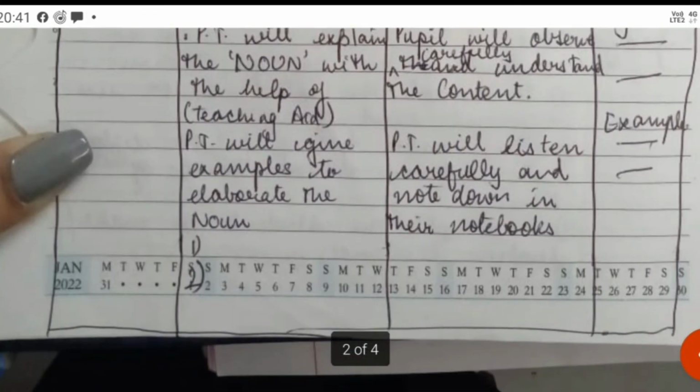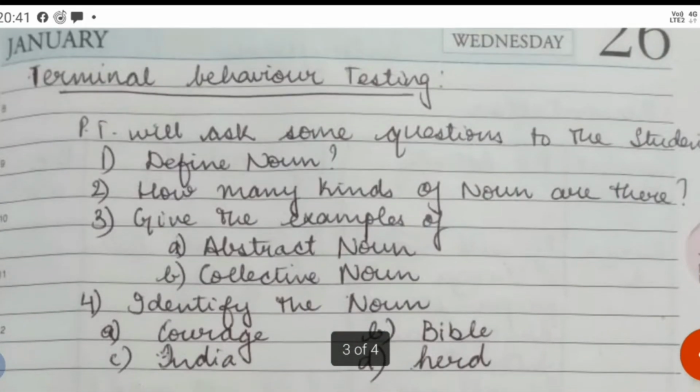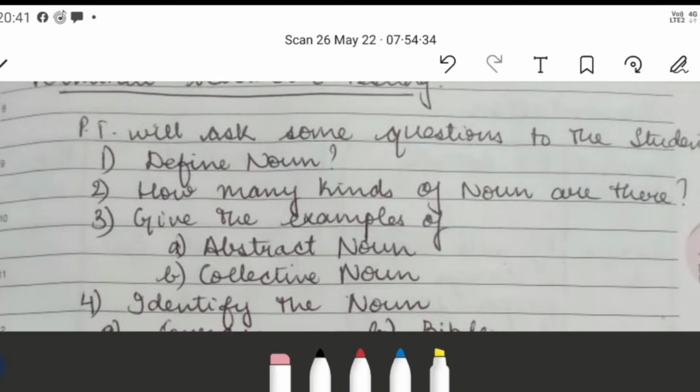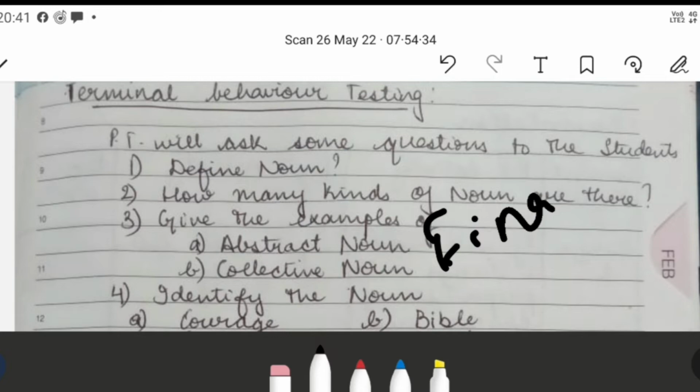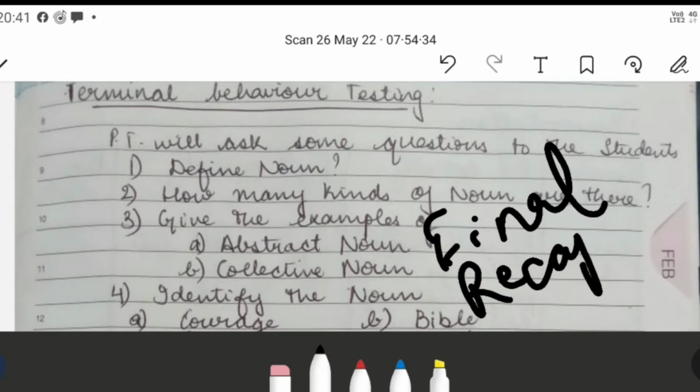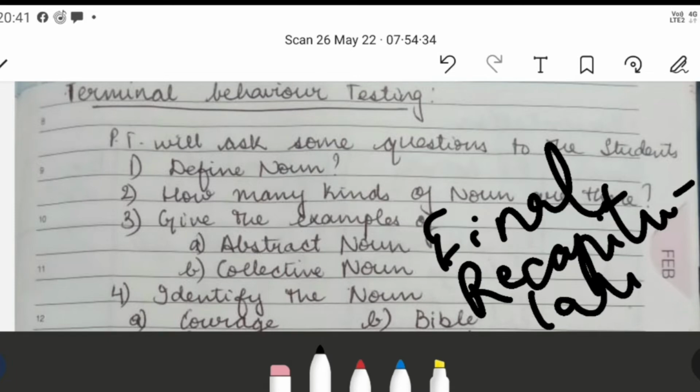What comes after this is terminal behavior testing, या कई लोग इसको क्या बोलते हैं, final recapitulation. ठीक है, तो it's up to you what you want to write, terminal behavior testing or final recapitulation. So the PT will ask few questions to the students.